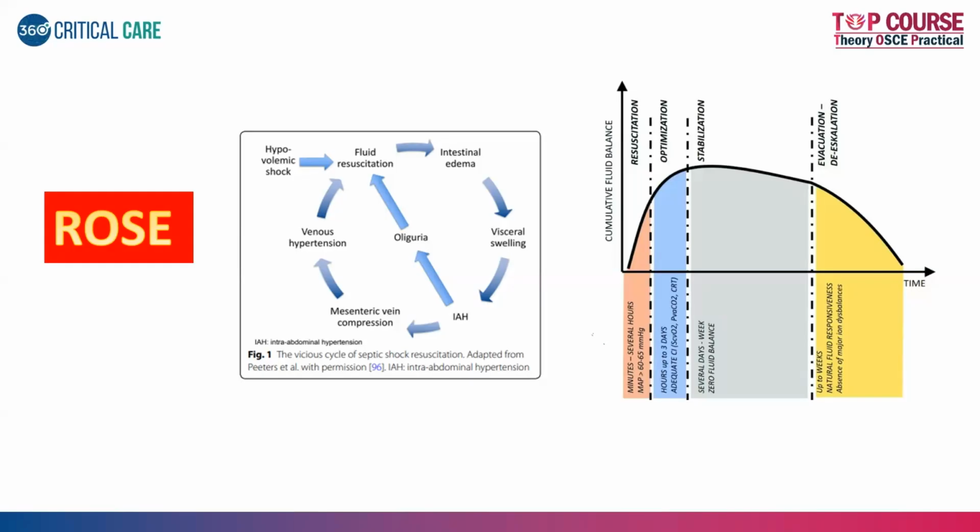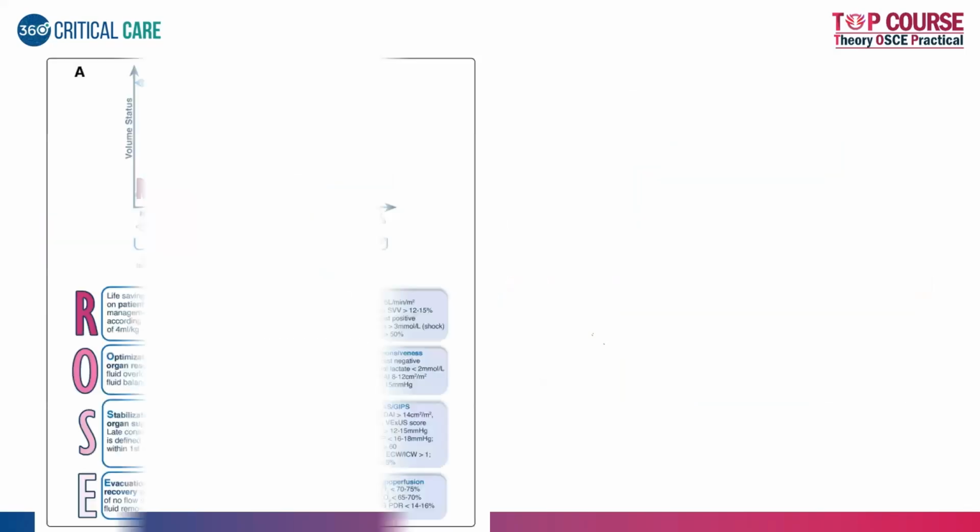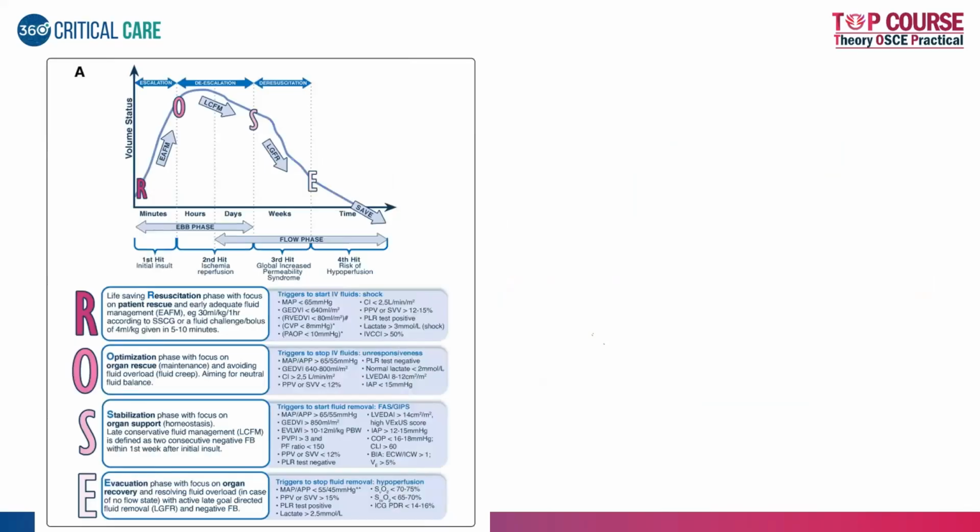Then after the 3 days up to probably a week, we have the stage of stabilization, and usually after 1 week is the stage of evacuation or de-escalation. Okay, so this is mostly what is ROSE. Okay, so remember, resuscitation is in minutes to hours, optimization hours to 1 day, stabilization is between 3 days to a week, and after 1 week is evacuation or de-escalation. Okay, so we'll look at ROSE in an individual format.